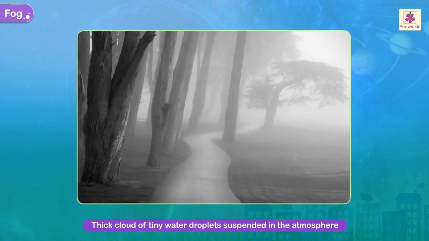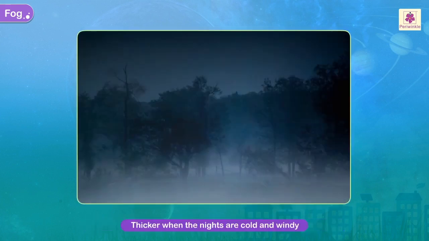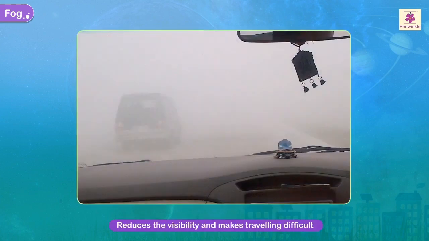Fog. It is a thick cloud of tiny water droplets suspended in the atmosphere at or near the surface of the earth. It becomes thicker when the nights are cold and windy. Fog reduces the visibility and makes traveling difficult.